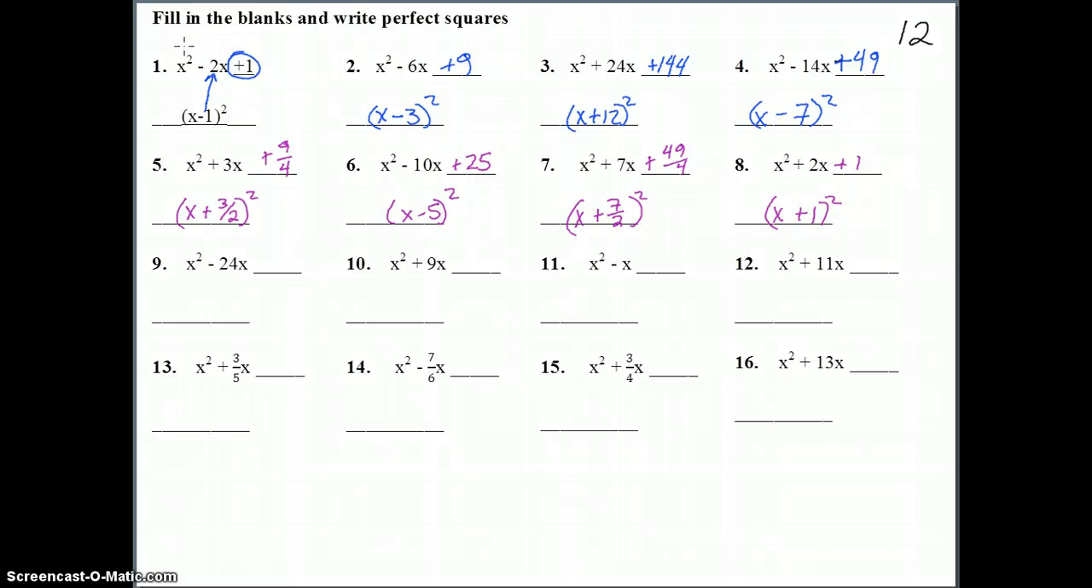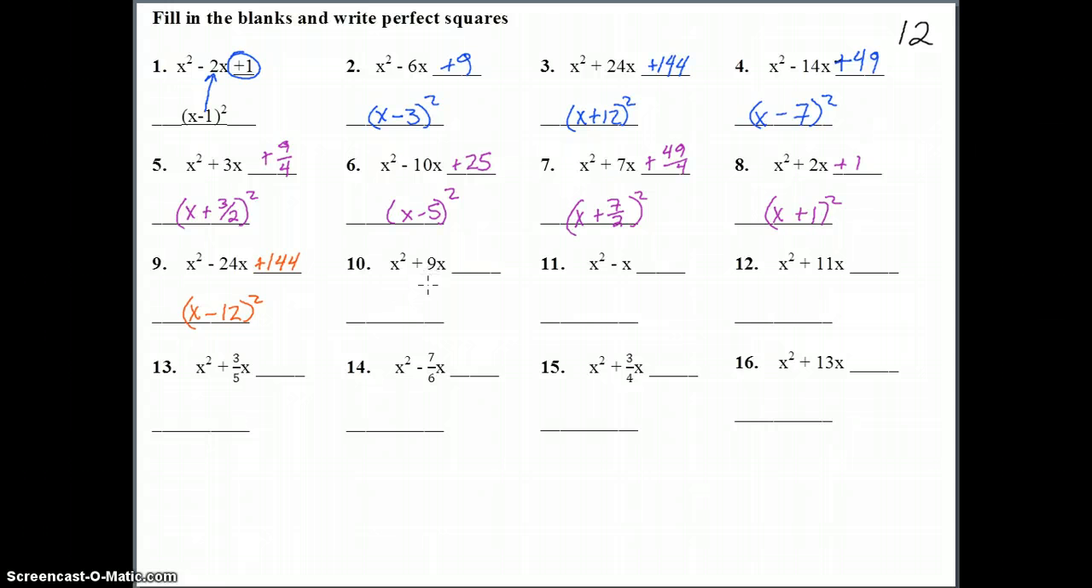Notice the similarity between number 8 and number 1, that the only thing that's different is that sign. Minus 2 goes with the minus 1. x squared minus 24x, half of negative 24 is negative 12. Squared is 144. Again, look at the correlation between number 9 and number 3, where this is a positive 24, that was a negative 24. We both add a positive 144 to the problem to make it a perfect square.